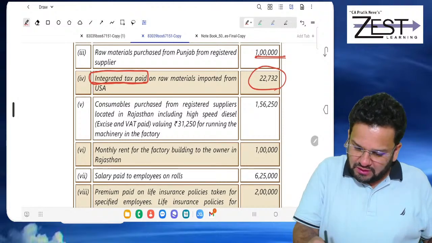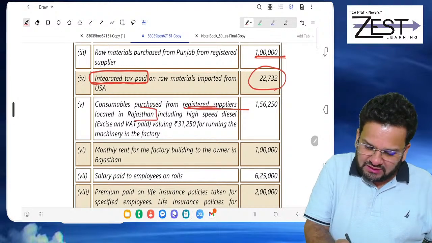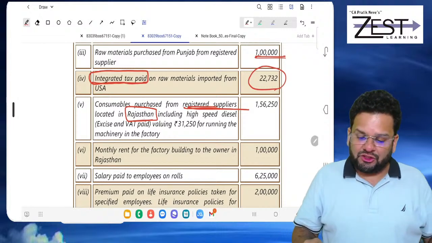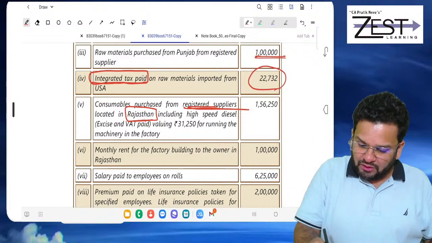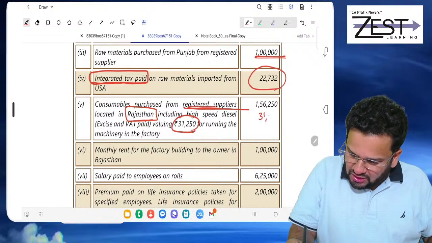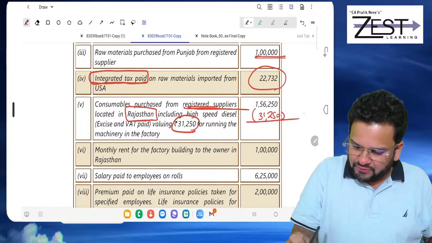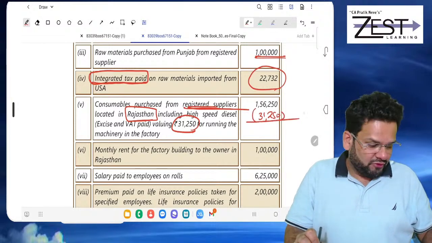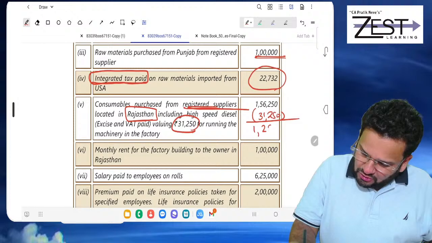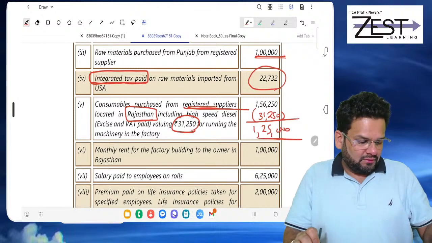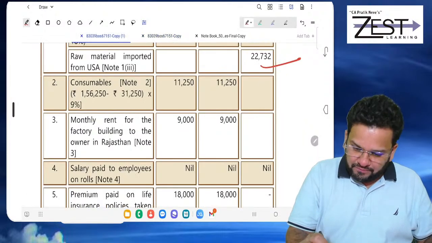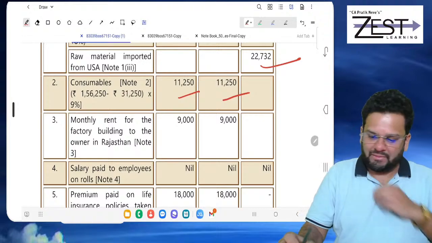Consumables purchased from registered suppliers in Rajasthan itself. So CGST plus SGST, including high speed diesel of 31,250. So from 156,250, on 31,250 there is no GST. So 156,250 minus 31,250 is 1,25,000; calculate CGST and SGST at 9% each, which is 11,250. Check. Are you all getting it?